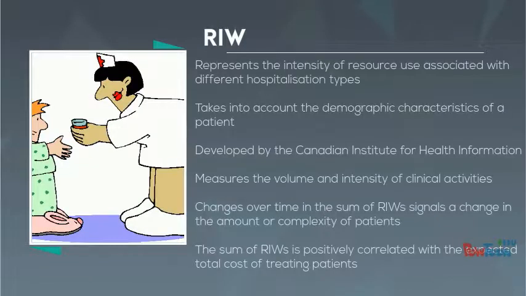Developed by CMI, resource intensity weights represent the intensity of resource use associated with different hospitalization types, and take into account the demographic characteristics of a patient. In other words, RIWs measure the volume and intensity of hospital clinical activities. Any change over time in the sum of RIWs signals a change in the volume or complexity of patients. As the sum of RIWs increases, so does the expected total cost of treating patients.